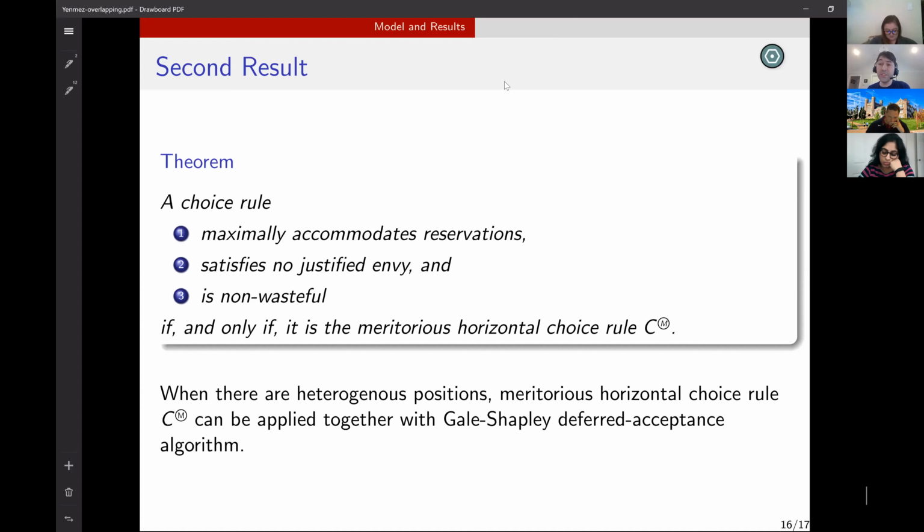Can we do that? The answer turns out to be yes, because this meritorious horizontal choice rule, CM, satisfies the properties that are needed for DA to work well. Those properties are called substitutability and the irrelevance of rejected individuals. Those 2 properties are satisfied. As a result, we can accommodate our choice rules in a market with different institutions and different positions.